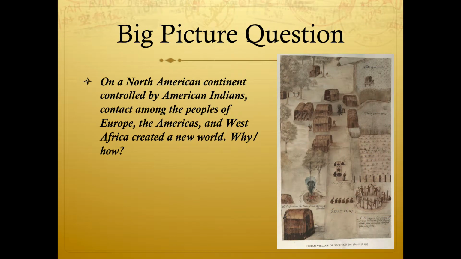We're always going to start off with an overall big picture question. So here you see, on a North American continent controlled by American Indians, contact among the peoples of Europe, the Americas, and West Africa created a new world. Why and how? And that's what we're going to be talking about now.